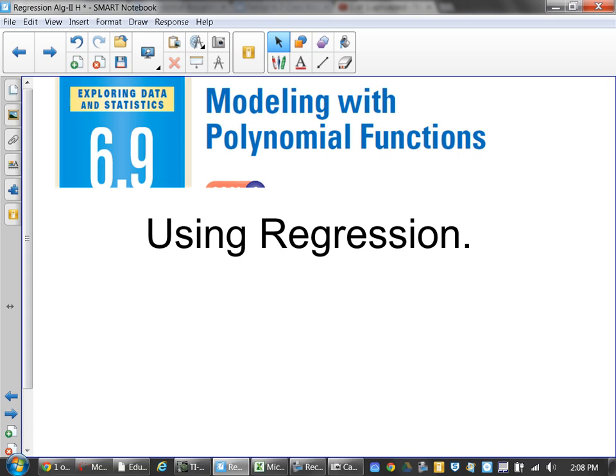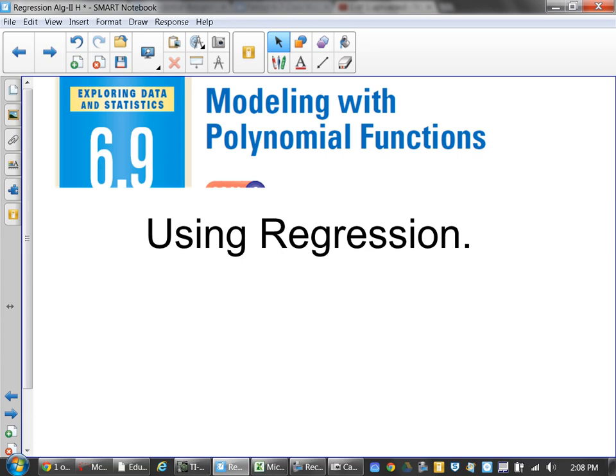Set of data. And by using the calculator, it is going to come up with the function for the data. It's going to write the equation for us. What we need to be able to do is decide what will be the order of the function. Basically, what that means is what's the degree.